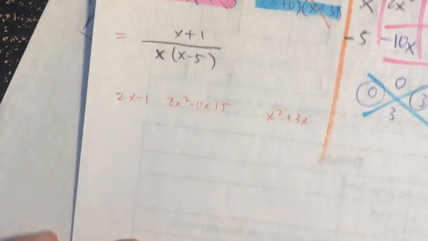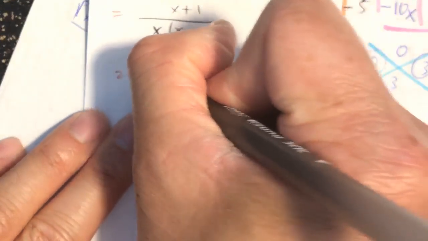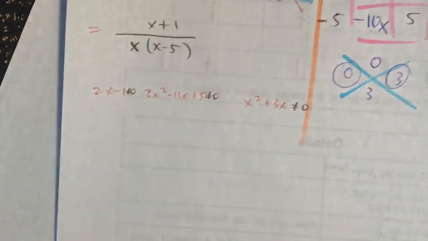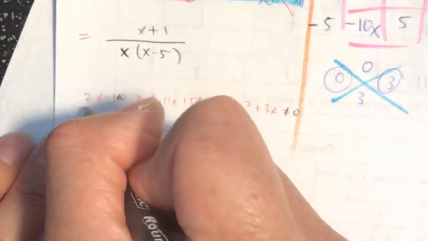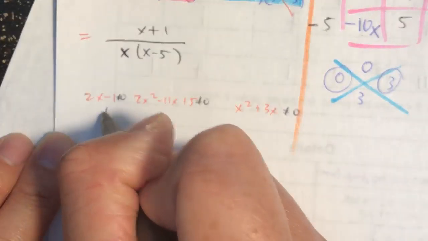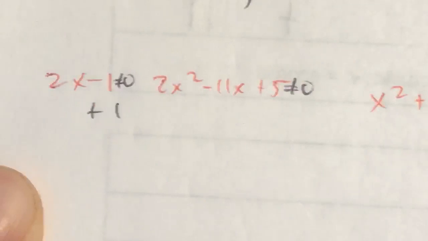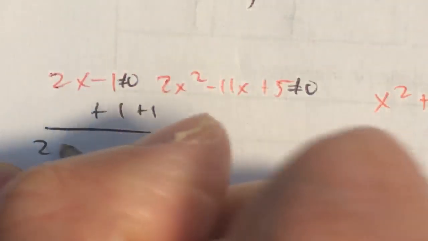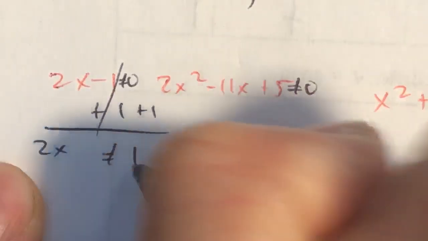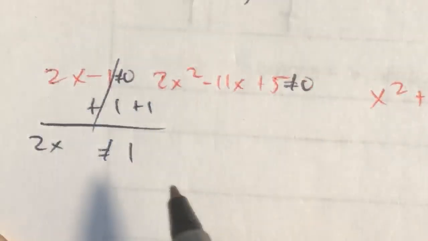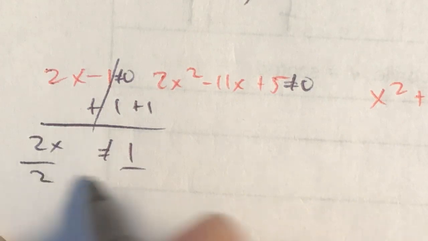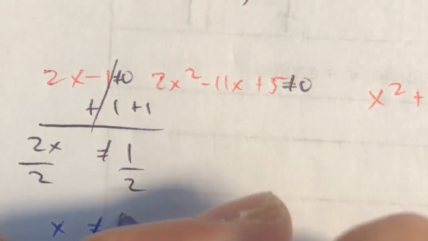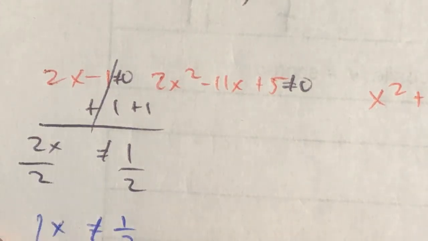Let's go ahead and complete those restrictions. You just set them not equal to 0. And you already did a lot of hard work above. But let me finish this problem. So I'm going to add 1. 2x is not equal to 1. And then if I divide that by 2, I get x not equal to 1/2. So there's one restriction.